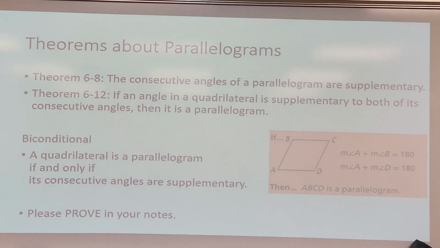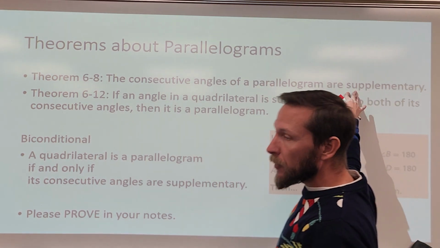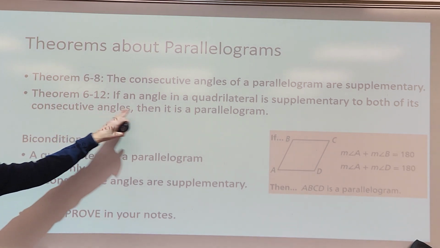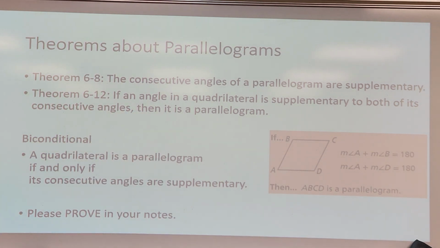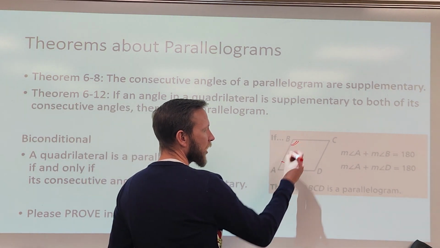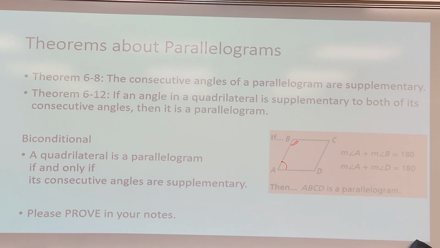We also know that if we have supplementary consecutive angles, then our quadrilateral is a parallelogram. Again, here it is, the separate theorems. Here it is as a biconditional. We're going to prove this one in your notes. You're going to try to prove this one in your notes. If this angle and this angle are supplementary, then how can you show that this is a parallelogram?